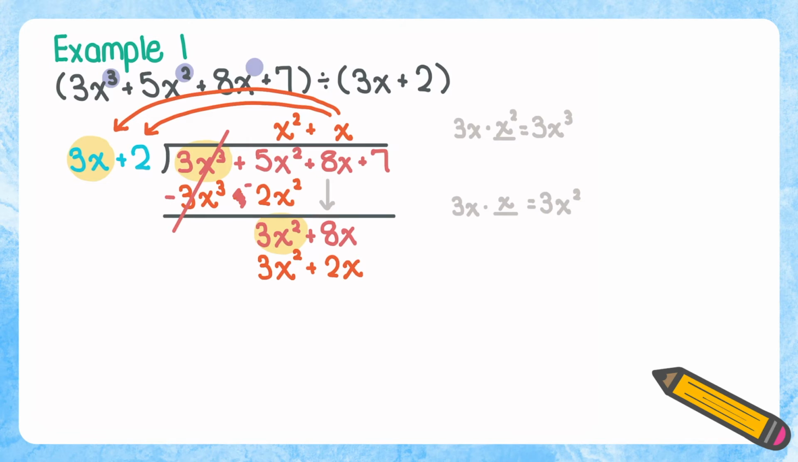Next, in order to subtract both terms, I'm going to flip the signs. So negative 3x squared minus 2x. Notice that this part cancels out. If it doesn't cancel out, check your work again. And then 8x minus 2x is 6x. And then remember to pull down the 7.